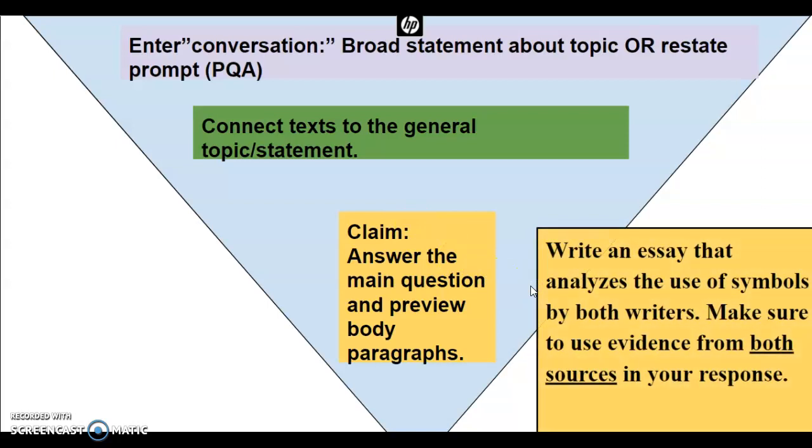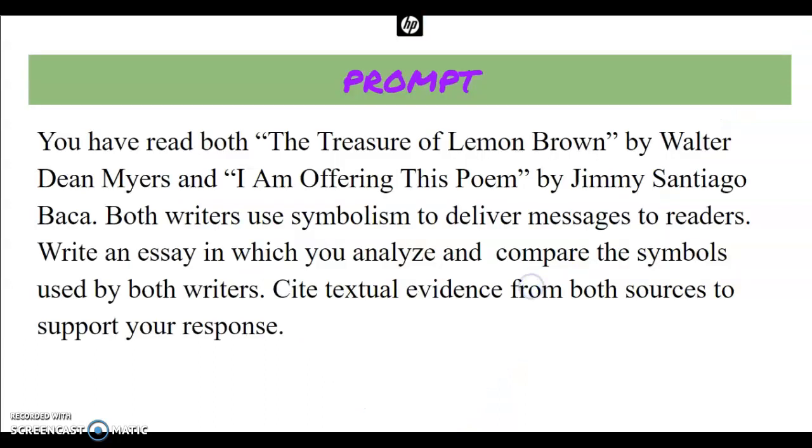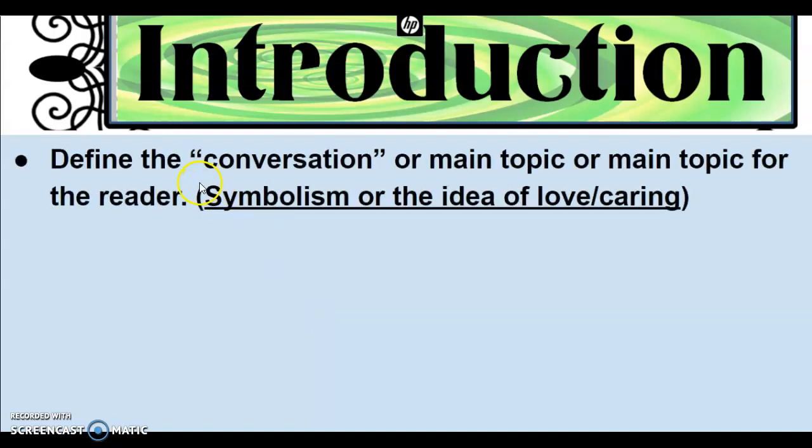So remember, we're writing an essay that analyzes the use of symbols by both writers. Make sure to use the evidence from both sources in your response. So remember, this is the prompt. You have read both The Treasure of Lemon Brown, and I'm offering this poem. Both writers use symbolism. Write an essay in which you analyze and compare the symbols used by both writers. So we're going to do it very simply. Define the conversation or main topic for the reader. Symbolism. Really is what you want to do.